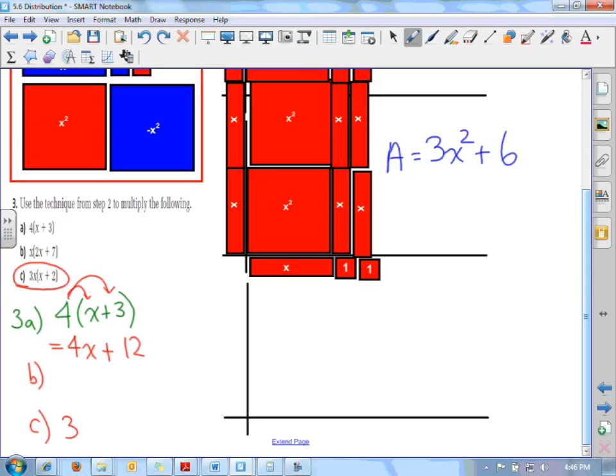So I want you to work on 3B and 3C. And you have the answer for 3C. I want you to make sure that you can do that with distribution. And I want you to do 3B with distribution. And as you're doing it, I will work on it on the side.